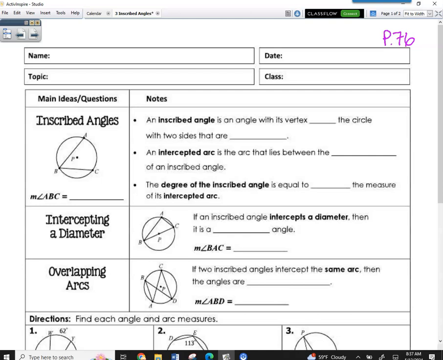So first of all, an inscribed angle is an angle with its vertex on the circle, and the two sides are actually chords. If you were to emphasize the 3 endpoints of the angle, you would see that all 3 of them are on the edge of a circle.